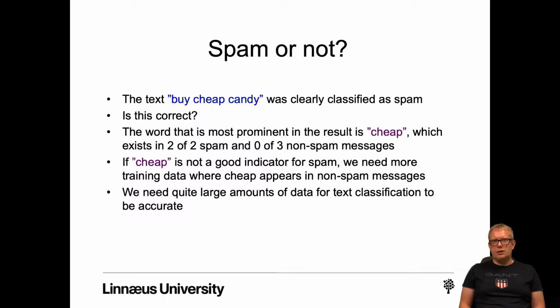So if "cheap" is not a good indicator for spam, we need more training data where "cheap" also appears in non-spam messages, because as it is now, "cheap" is a very strong indicator of spam messages, and that's why "buy cheap candy" was classified as spam. So we need quite large amounts of data for text classification to be accurate.